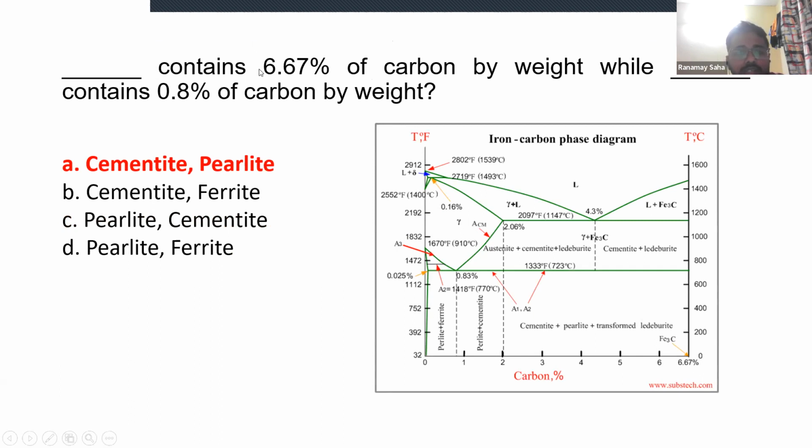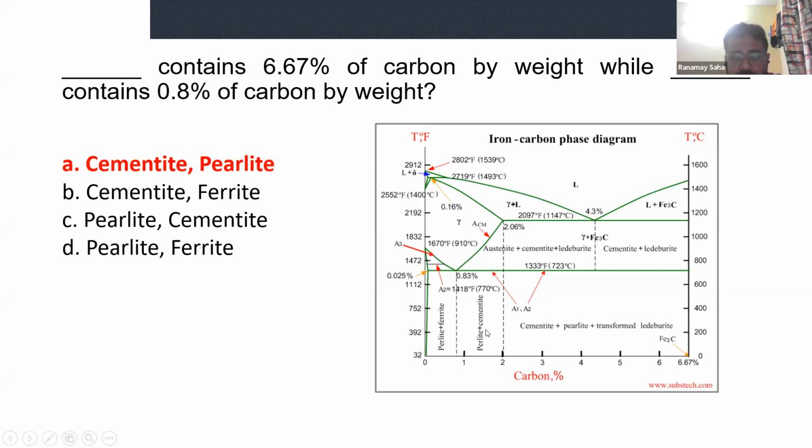Then this question was there: what does 6.67% of carbon in the iron carbon diagram relate to, and what does 0.8% by weight of carbon relate to? From the graph you can see around 0.8% we have pure pearlite, left of which is pearlite plus ferrite and right of which is pearlite plus cementite. In the same way, 6.67% is at the rightmost end of the curve, after which the iron carbon diagram is not considered. Here you can see only the Fe3C or cementite phase is there. So that relates to option A.